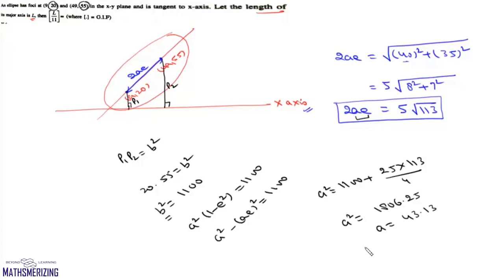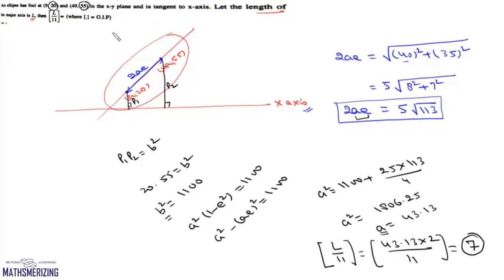Now we need to find the greatest integer function of L by 11, and L is the length of major axis, which will be 2a. So it will be 43.13 into 2 divided by 11, and there will be 7 point something, 7.84 something. So its greatest integer function should be 7. So the answer to this question is simply 7.